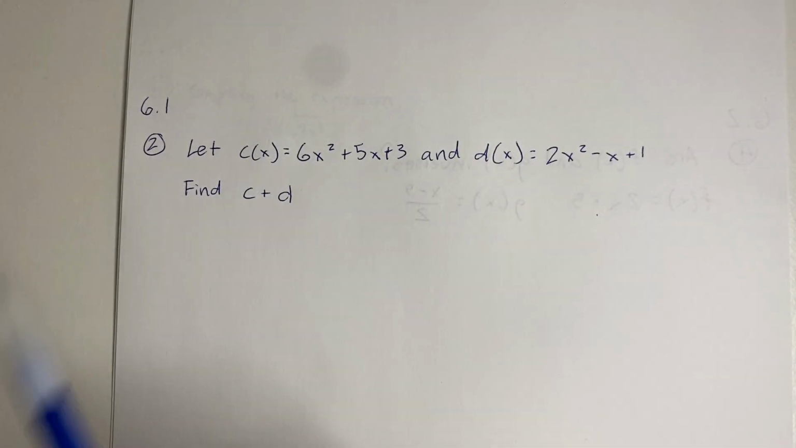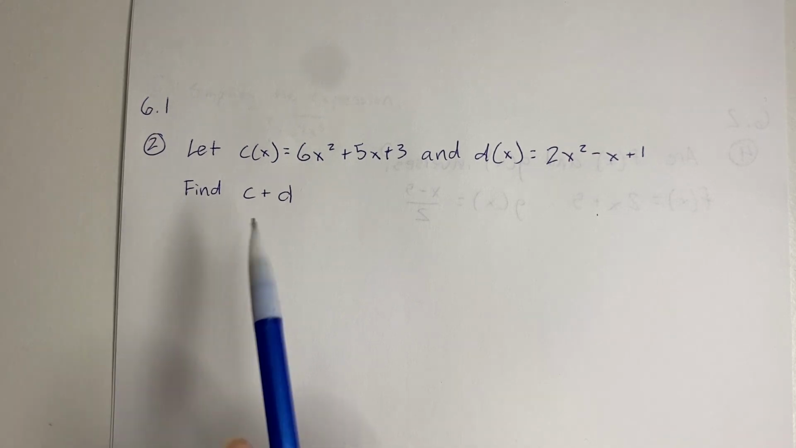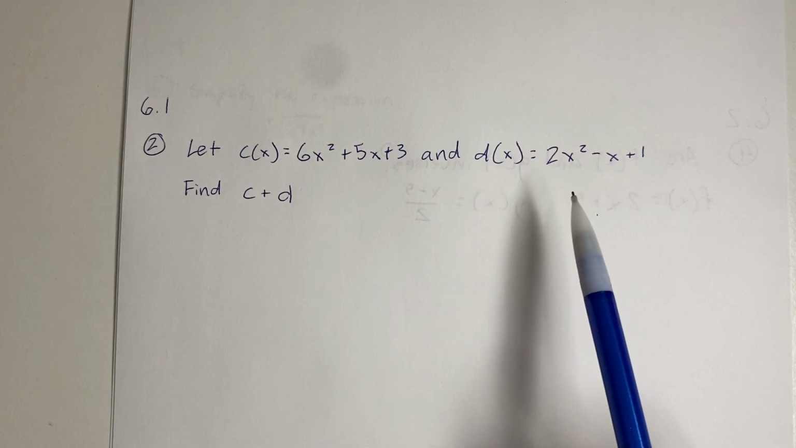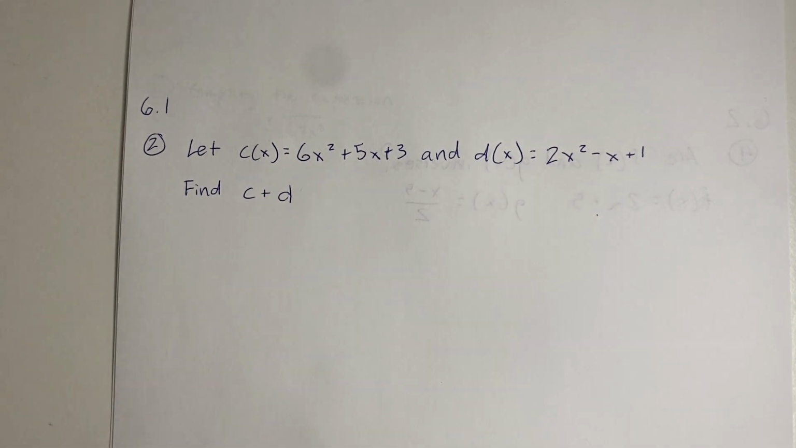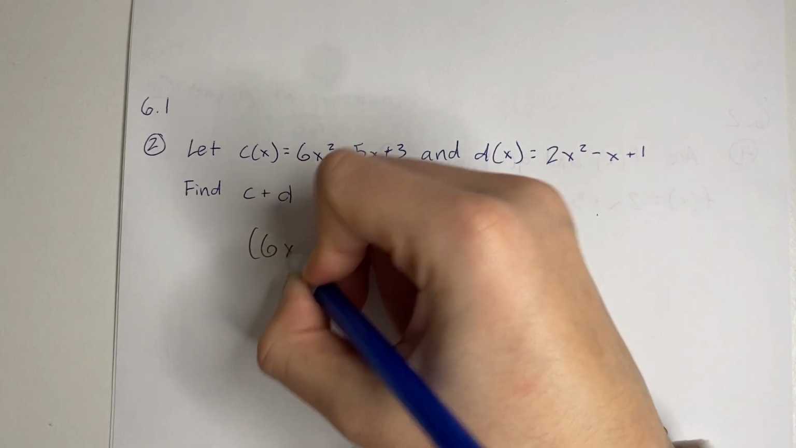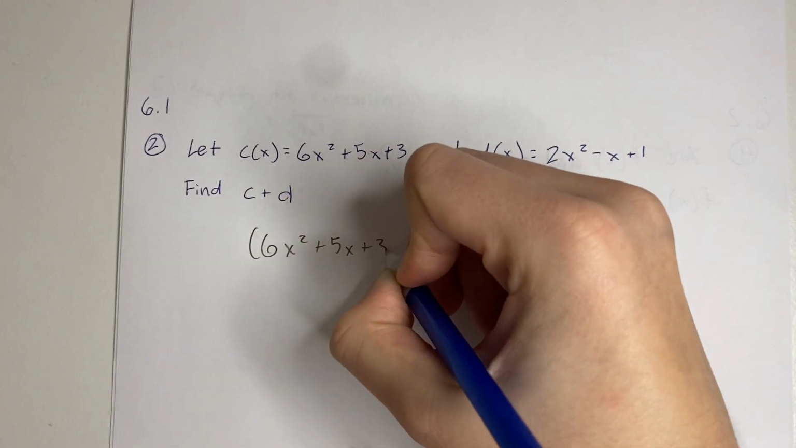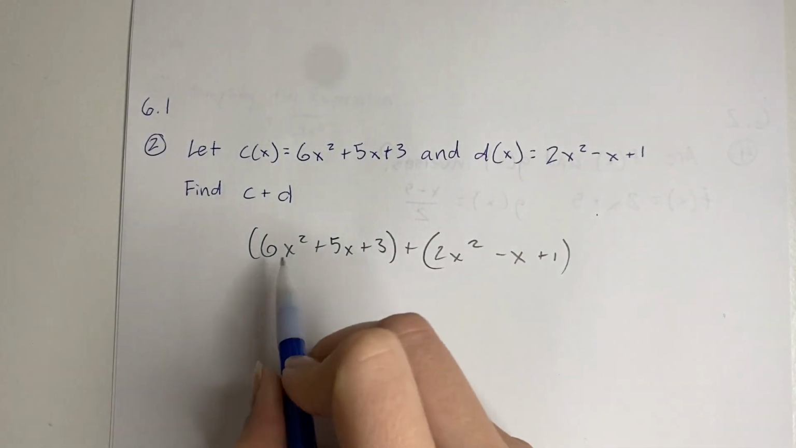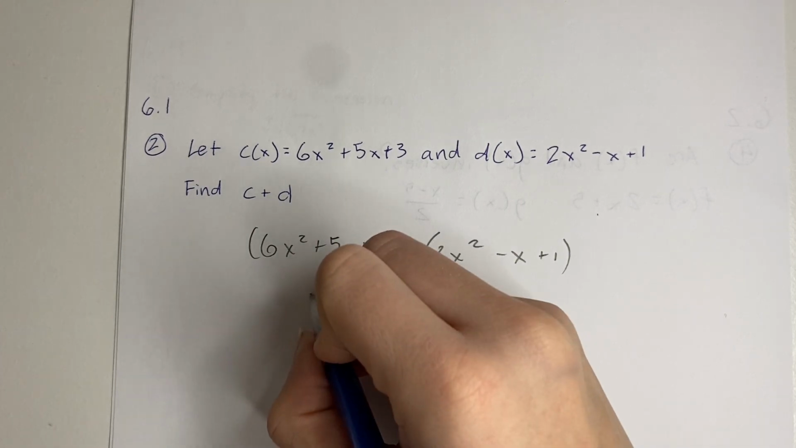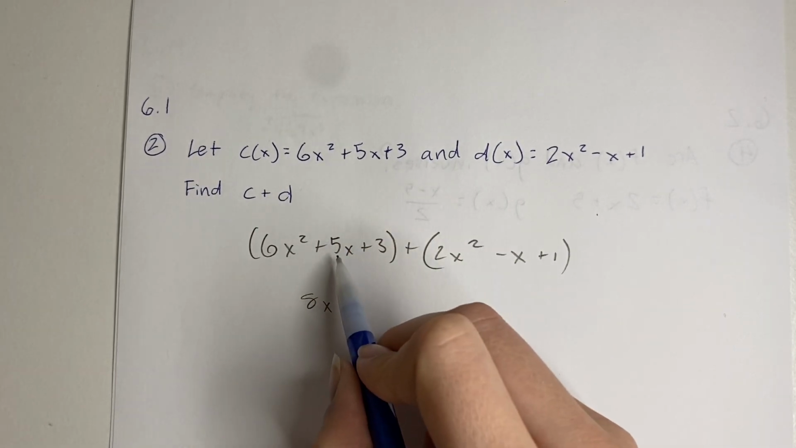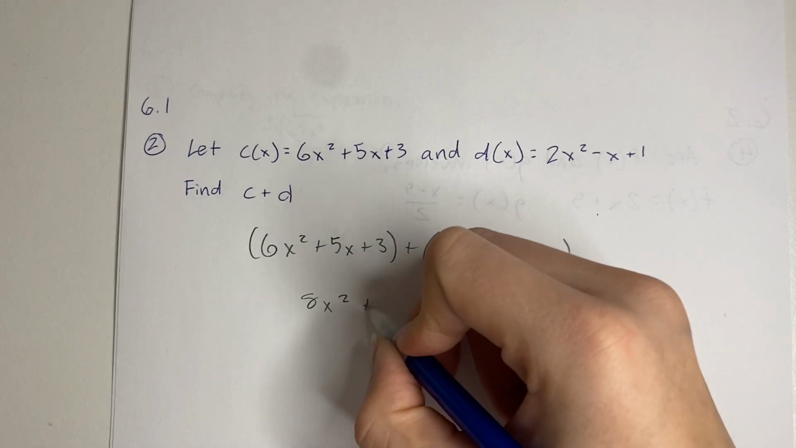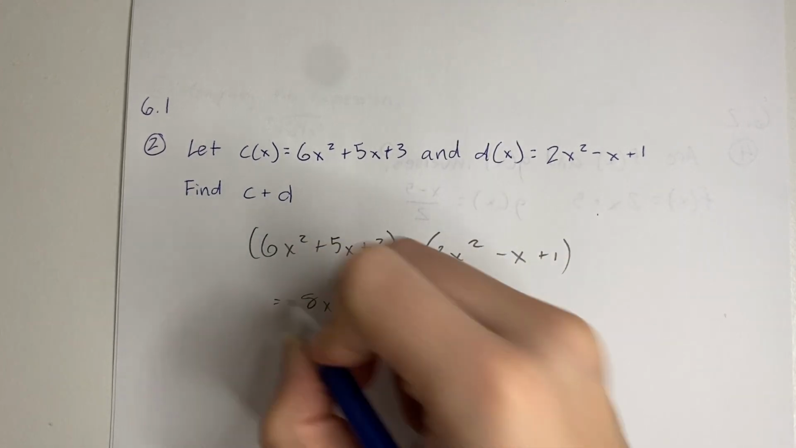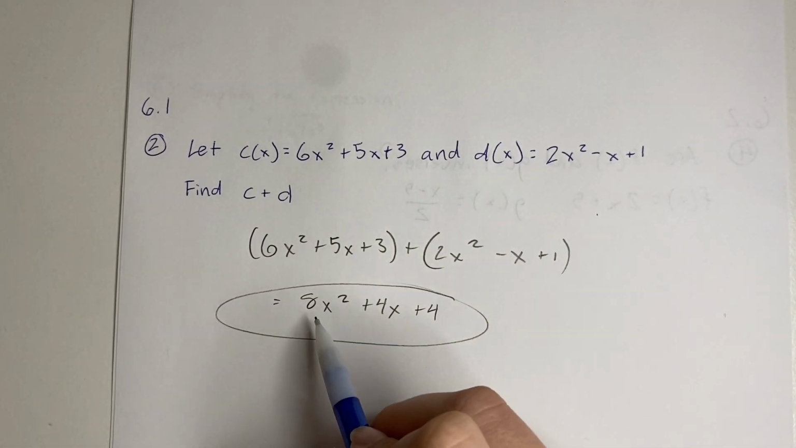Okay, so for our next question from 6.1, it says let c of x equals 6x squared plus 5x plus 3 and d of x equal 2x squared minus x plus 1. Find c plus d. So you write 6x squared plus 5x plus 3 plus 2x squared minus x plus 1. So 6x squared plus 2x squared is 8x squared. 5x plus negative x is 4x, and 3 plus 1 is 4, giving you final answer of 8x squared plus 4x plus 4.